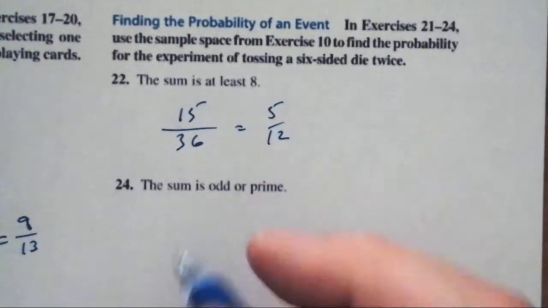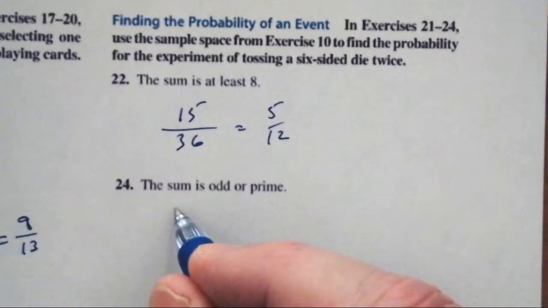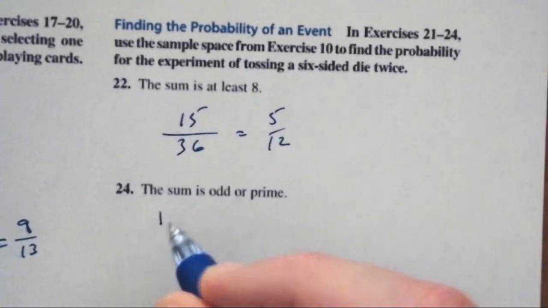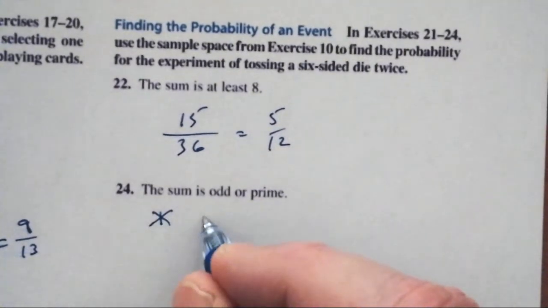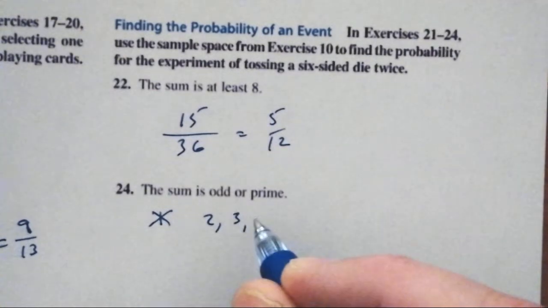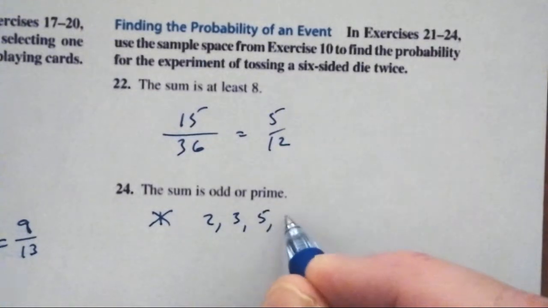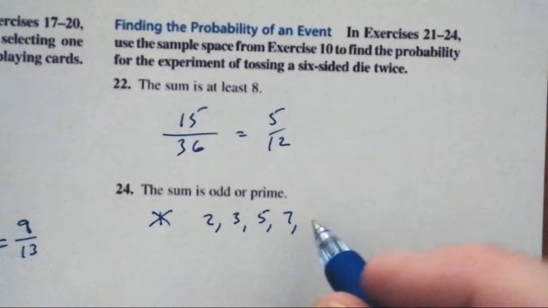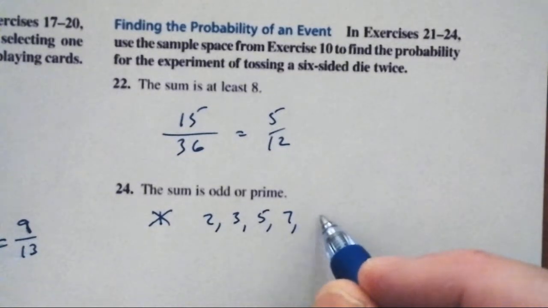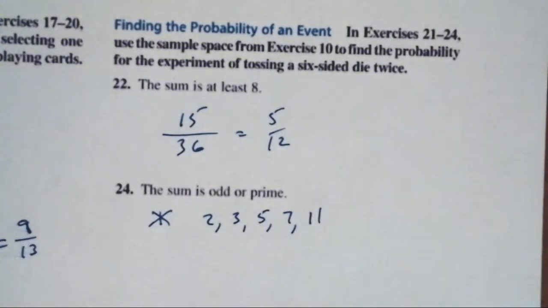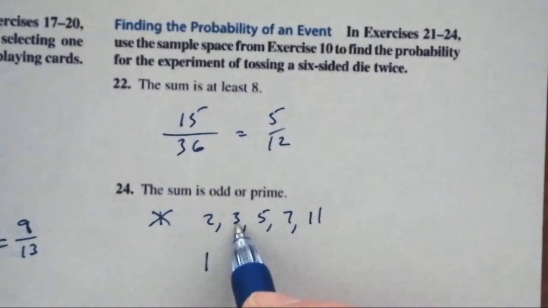What about odd or prime? Well, that means we could roll a 1, but we really can't roll a 1. We could roll a 2, that's possible. We could roll a 3. We could roll a 5. We could roll a 7. We can't roll an 8 or a 9 or a 10, but we could roll an 11. How many ways can we roll a 2? 1. How many ways can we roll a 3?